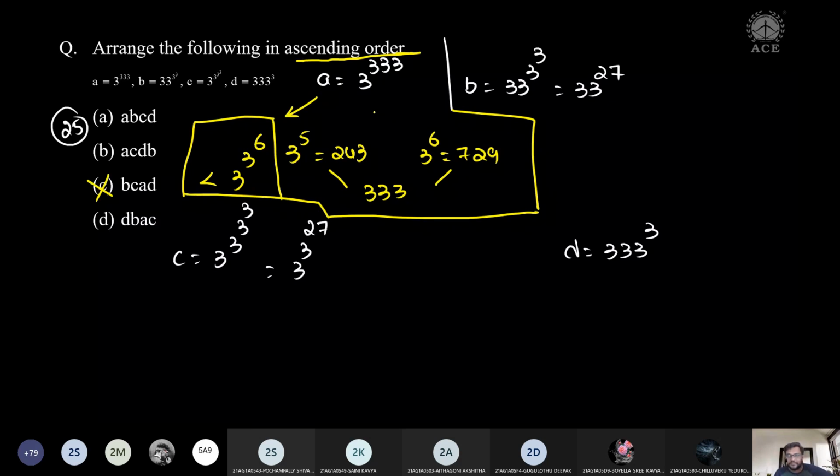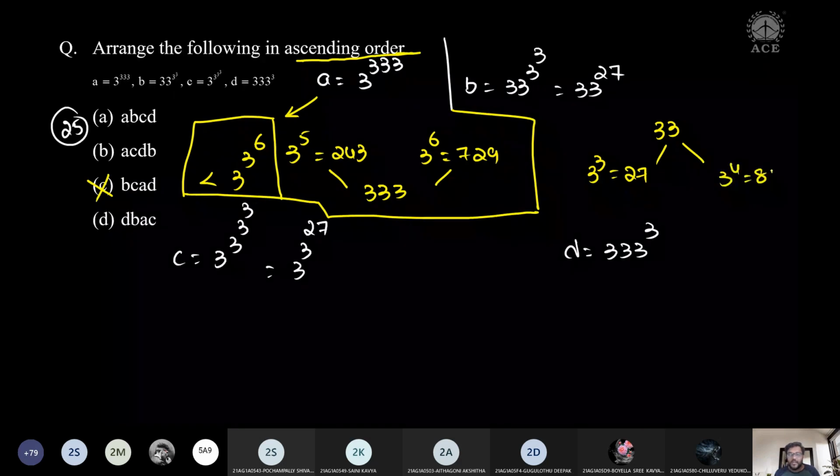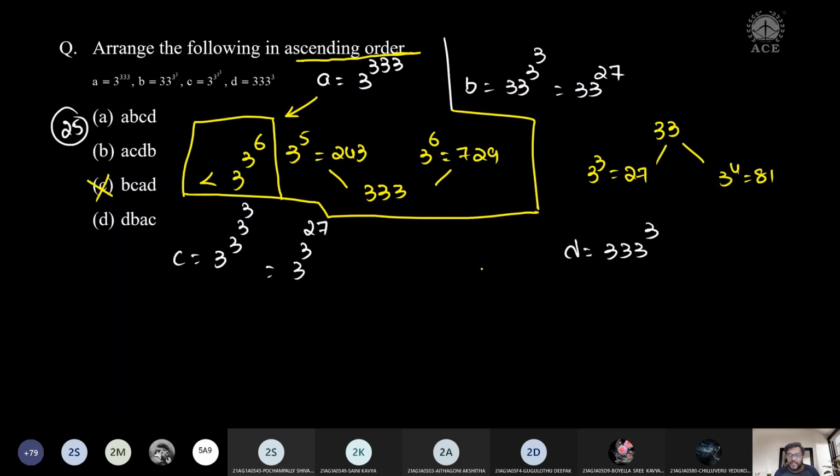Next one, 33. 33 is more than 3 cube and less than 3 power 4. More than 3 cube and less than 3 power 4. Now listen, this might be 3 power 4. If you put it here, it's less than 3 power 4 whole power 27, means less than 3 power 108. See, your B value is less than 3 power 108.